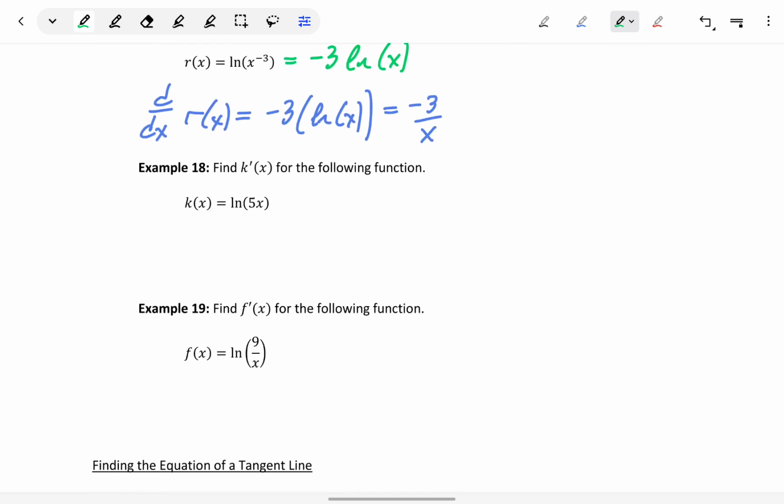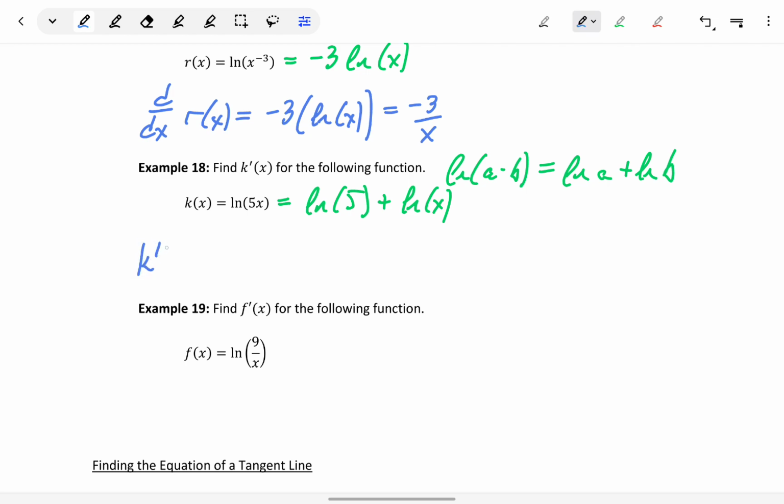In example 18, we're taking the natural log of 5 times x. The log property that we'll want to call on here is that when we have the log of two factors, two values being multiplied together, we can break that up as the natural log of a plus the natural log of b. Meaning we can rewrite this with those algebra properties as the natural log of 5 plus the natural log of x. And when we find k prime, then we'll differentiate term by term.